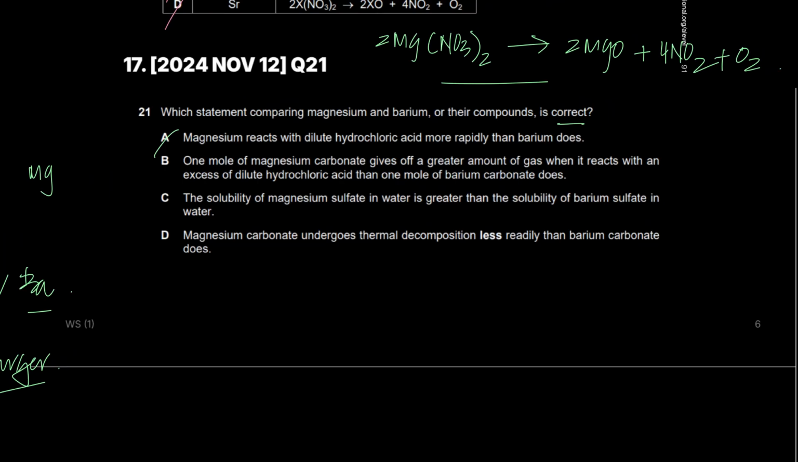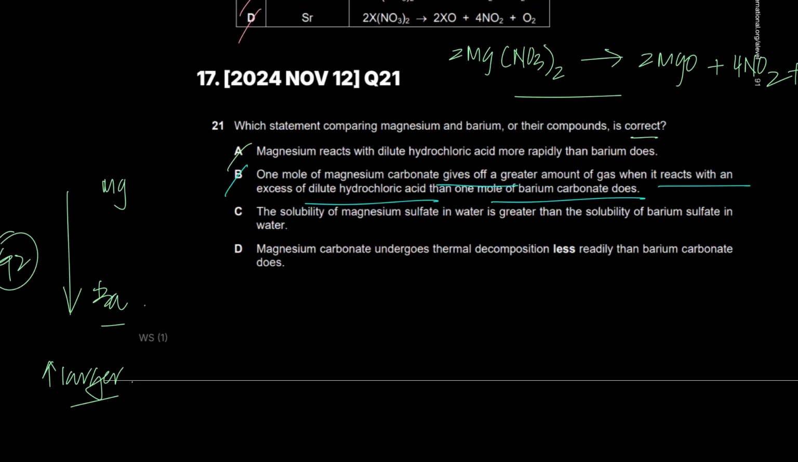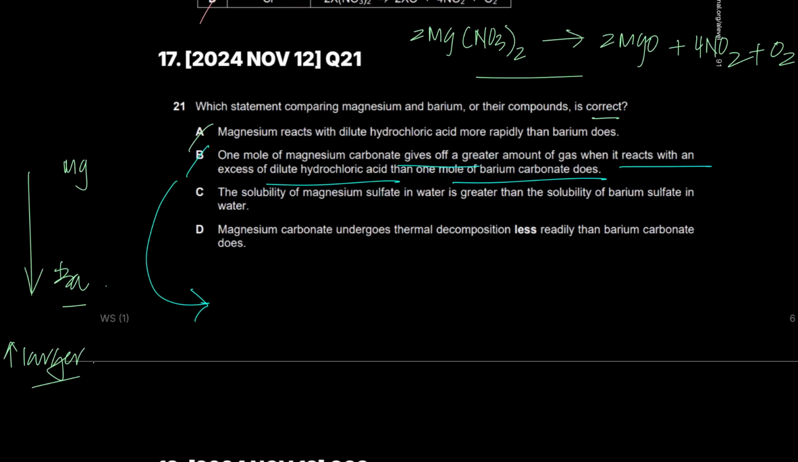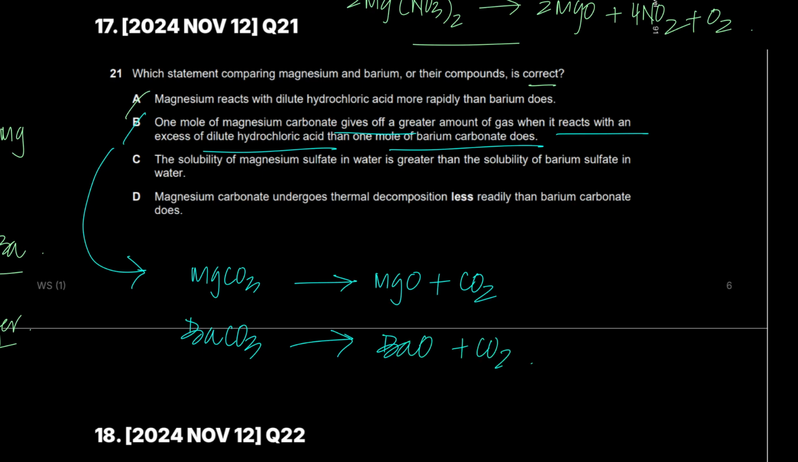If you look at B, it says 1 mole of magnesium carbonate gives off a greater amount of gas when it reacts with excess hydrochloric acid than 1 mole of barium carbonate, and the answer is that both give the same volume of gas. Both give the same volume of gas, because magnesium carbonate decomposes to form magnesium oxide plus carbon dioxide, and barium carbonate forms barium oxide and carbon dioxide, and both give 1 mole of carbon dioxide. So the volume of carbon dioxide is equal. It's not greater or lower.